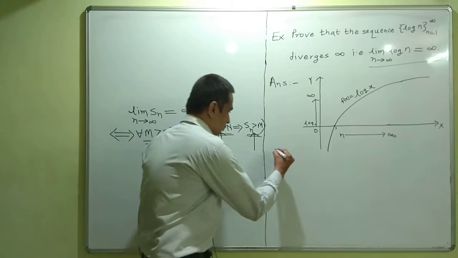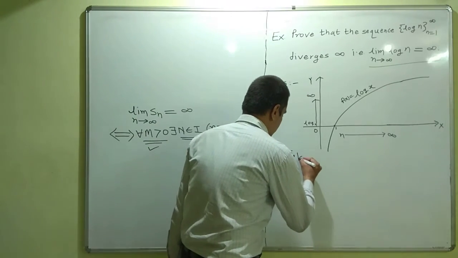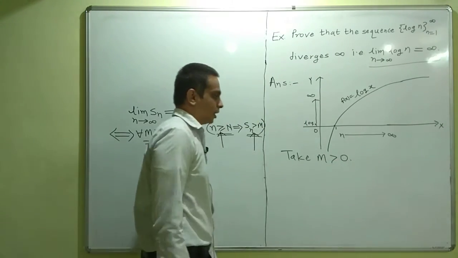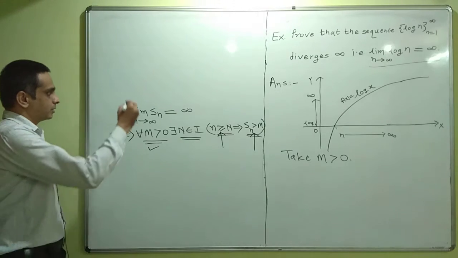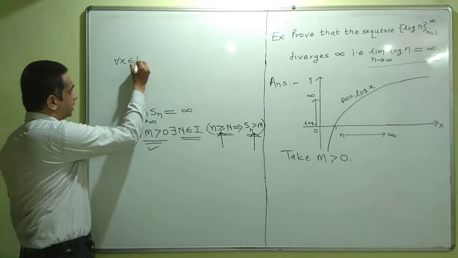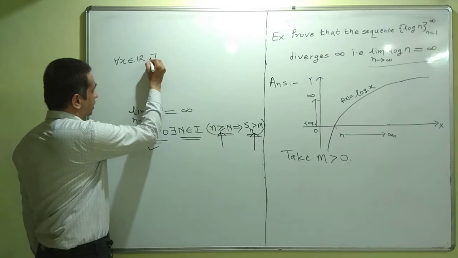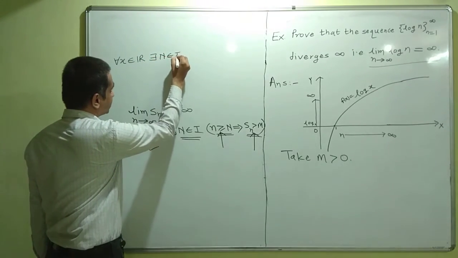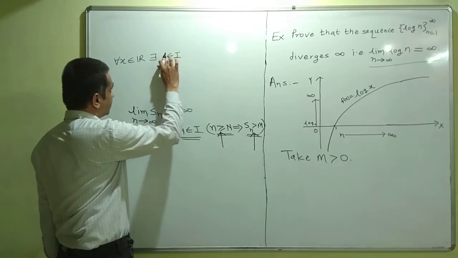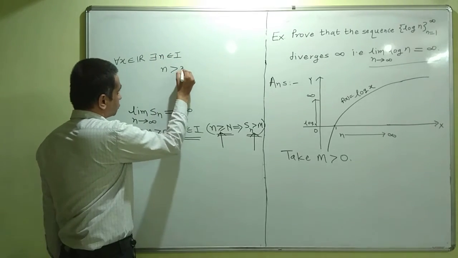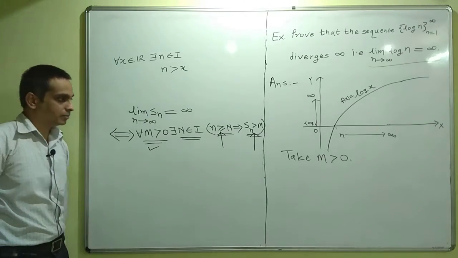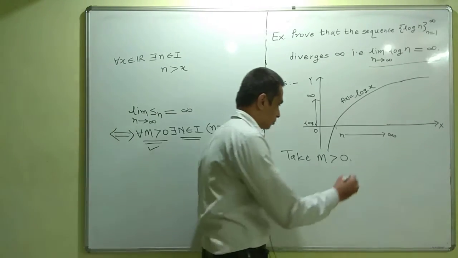So let us begin with this. Take m greater than or equal to 0. Now we are going to use Archimedean property of real numbers. What is Archimedean property of real numbers? For every real number x, there is n belongs to I such that n is greater than x. So for any real number, there is always a positive integer which is greater than it. So this we are going to apply.